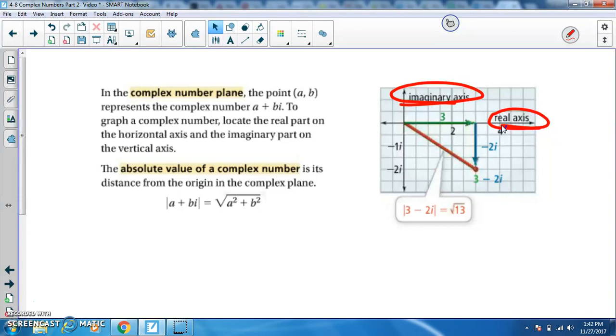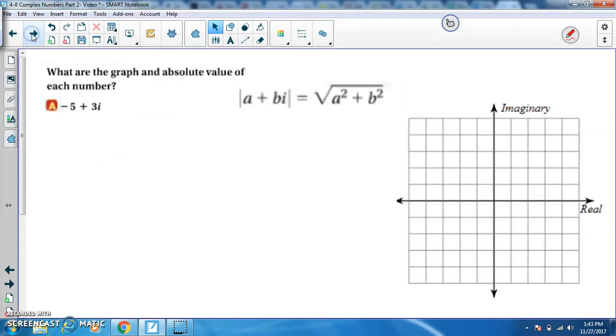And then to find the absolute value of a complex number, we are going to use the formula: the absolute value of a plus bi equals the square root of a squared plus b squared. And this is really the distance from the origin in the complex plane, because absolute value is distance to 0. That's why we're going to use the distance formula.